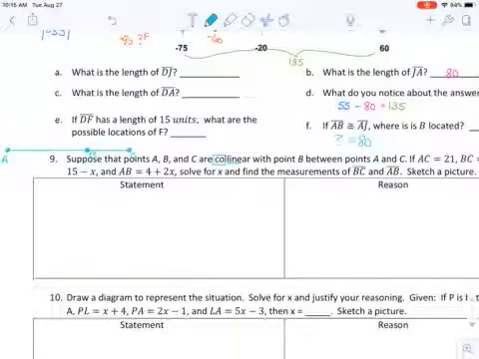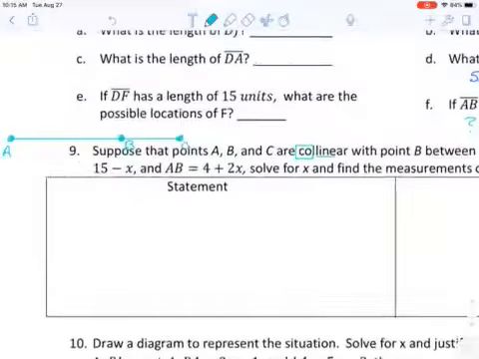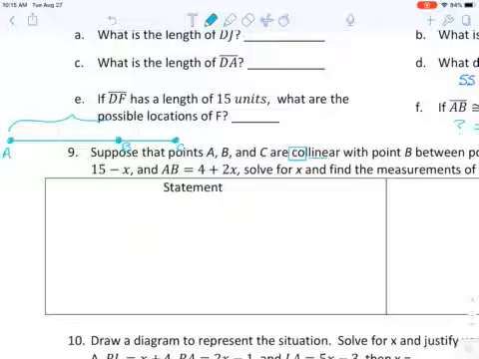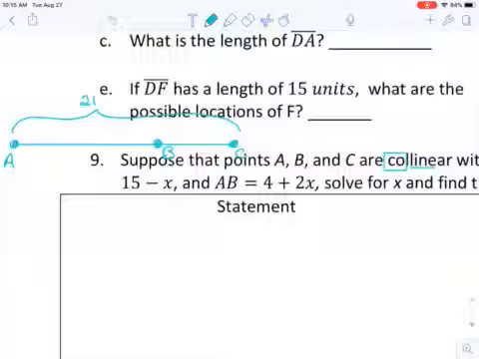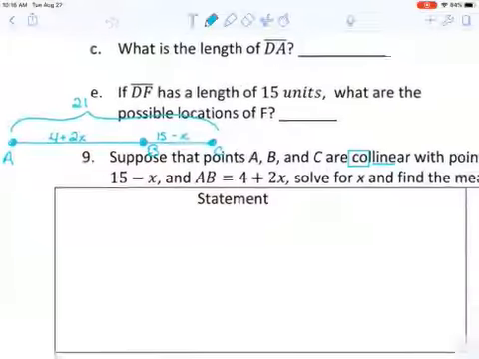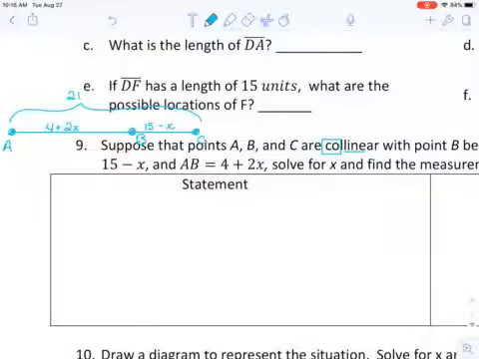Then it also gives me some length of segments. It says AC is 21, which means starting at A, going all the way to C, that whole length is 21. So I don't know if maybe this side here is 10 and this is 11. I don't know if it's 3 and 18. All I know is that together they make 21. They also tell me BC is 15 minus x, so I'm going to label that 15 minus x. And AB is 4 plus 2x. So like I said, I don't know if I have 10 and 11 or 3 and 18 or 1 and 20. All I know is that it's going to add up to be the whole length. It's going to add up to be the 21.